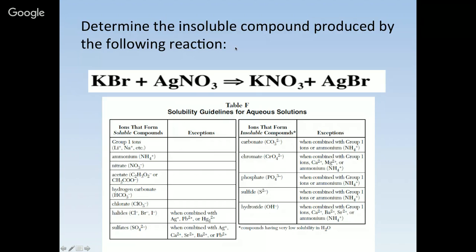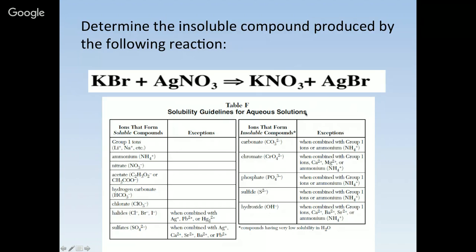So it says which of the products is insoluble. So first we'll look up KNO3. You can look up either K or NO3. K is not actually on this, so we're going to look up NO3. So we see NO3 is right here. NO3 is usually soluble, and it has no exceptions, making this compound always soluble. So that can't be our answer.